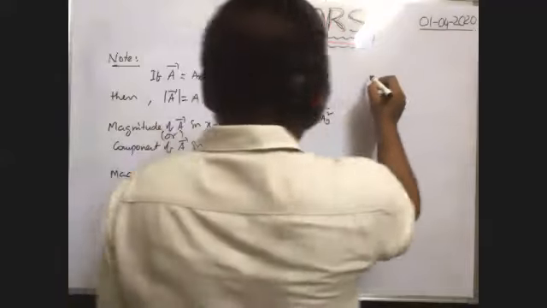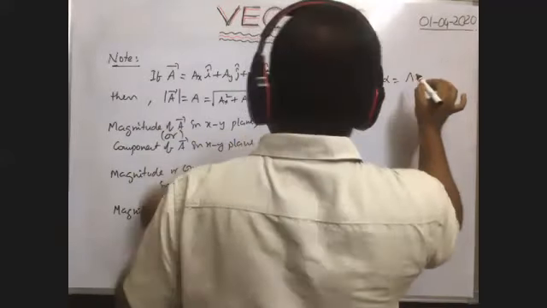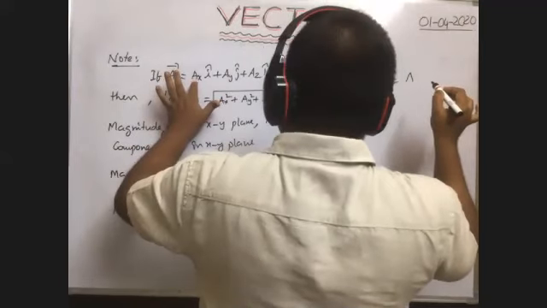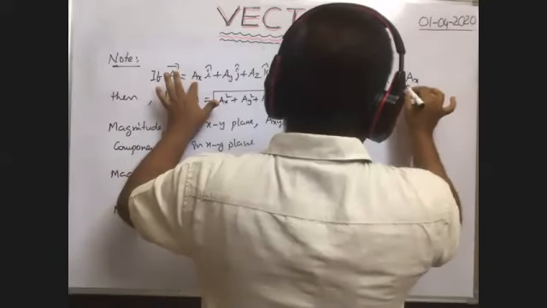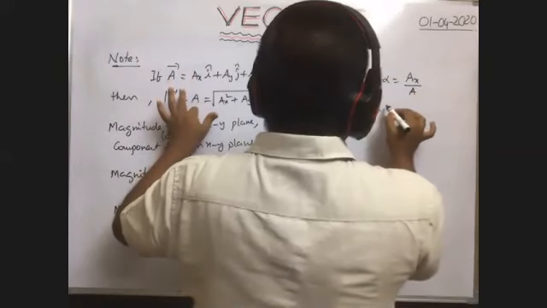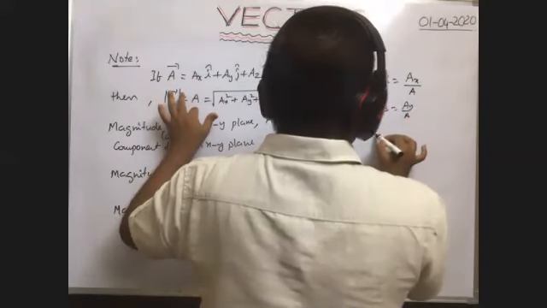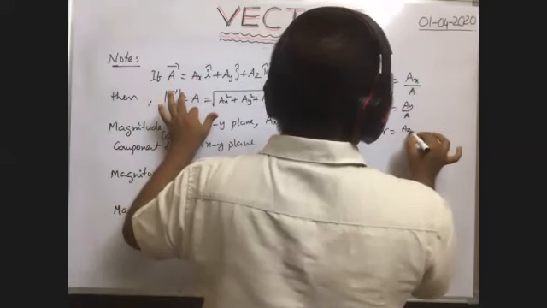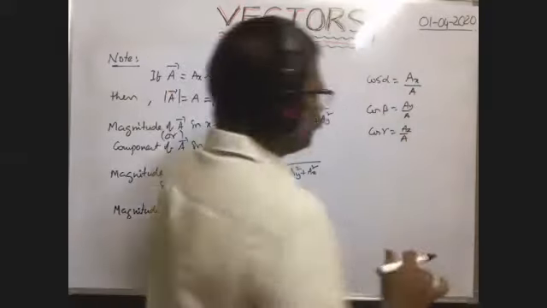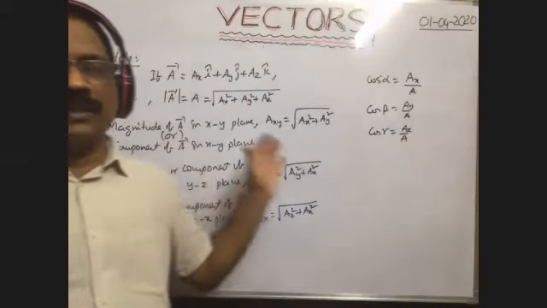So here the directional cosine cos alpha is equal to the x component. In the given vector, the x component is ax, divided by the magnitude of the entire vector, which is a. Similarly, cos beta is equal to ay by a. Cos gamma is equal to az by a. So these are the directional cosines and it is the formula.